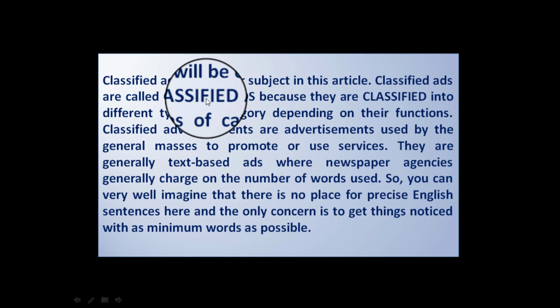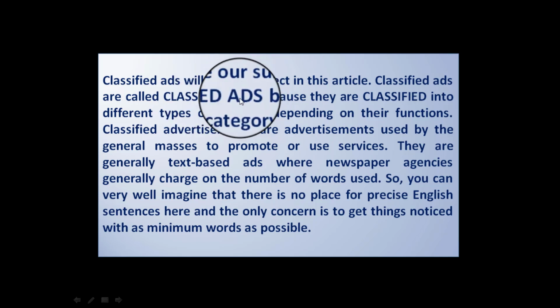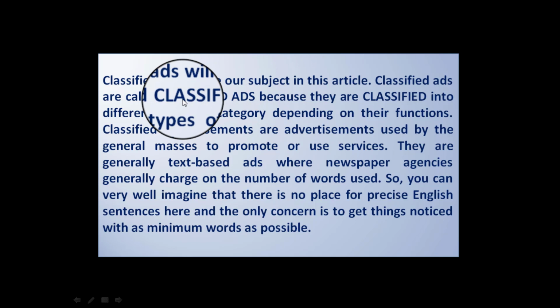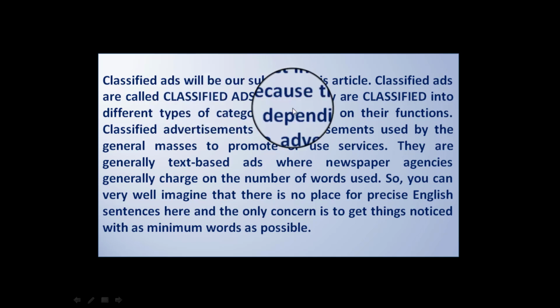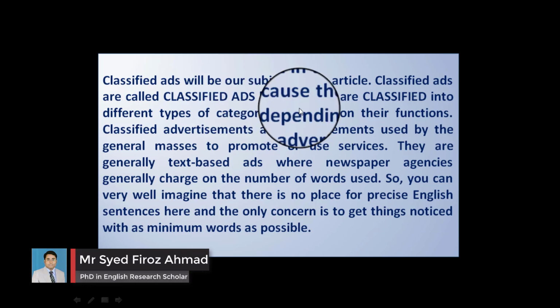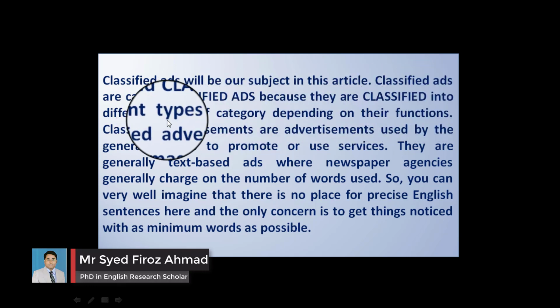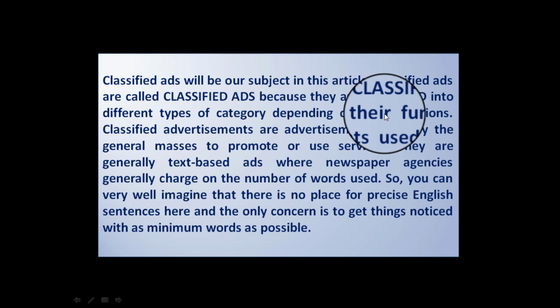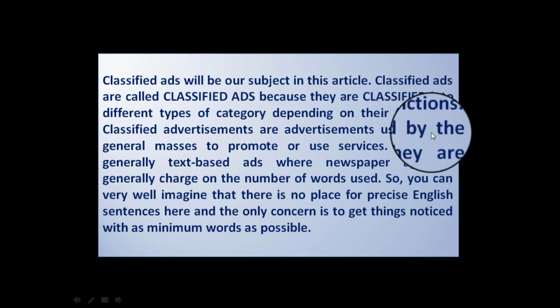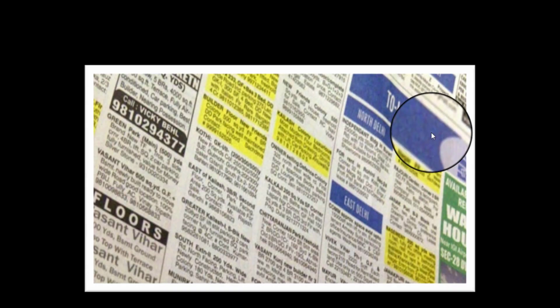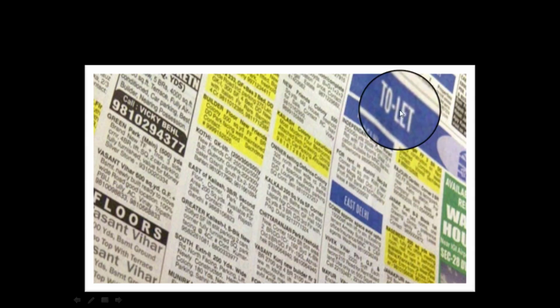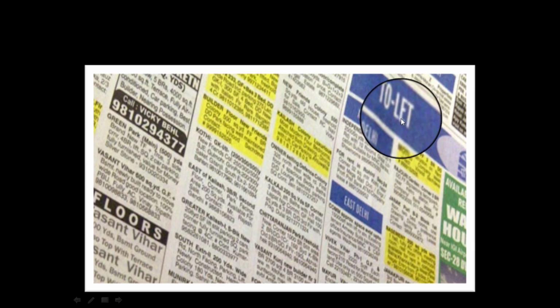As the name makes clear, the advertisements are going to be classified, meaning categorized. So classified means categorized, you can say. They are classified into different categories depending on their functions. As I told you in the previous section, for example, let's come back. What do you see here? To let. That means some flats are to be given on rent, so that is called to let.